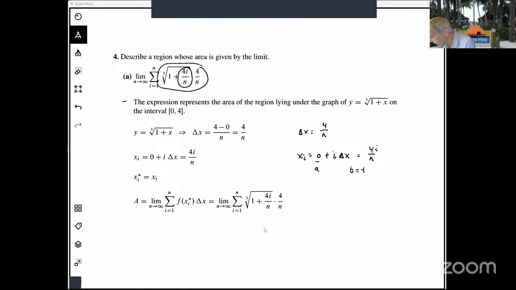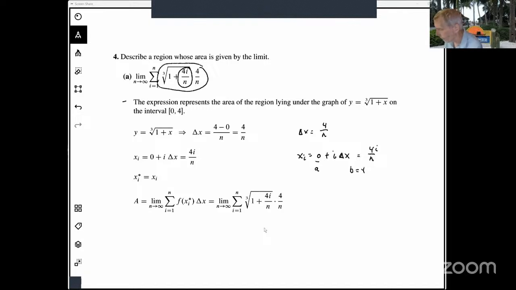So this indeed does represent the area of this region lying underneath this graph, the cube root of 1 plus x on that interval 0 to 4. These are sometimes tricky. I look for an expression for delta x, and then I hope that leads me into what a and b are. And then I hope that leads me to what the function is.